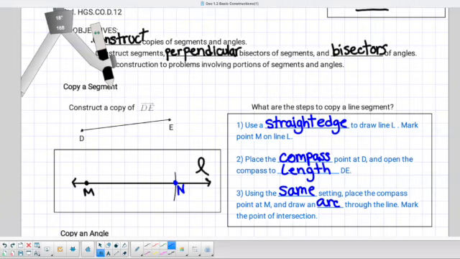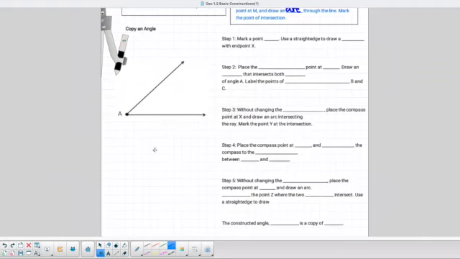And you can test that. You can take your ruler and you can measure those two line segments to see that they are equal in measure. And in geometry, we call that congruent. This next example is copy an angle.